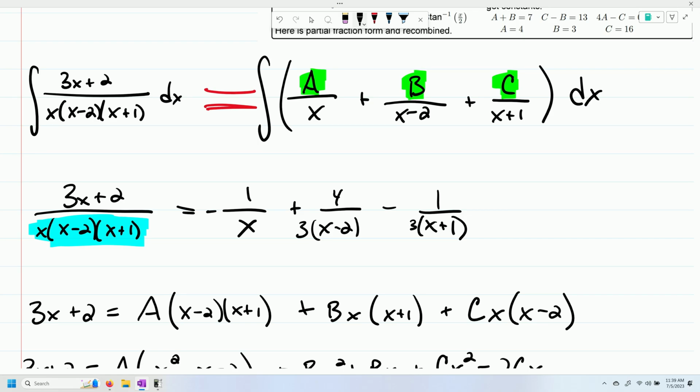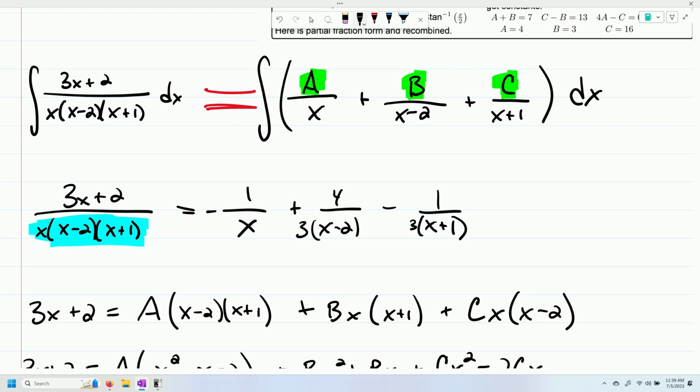So, what are the three fractions that you added together to get 3x plus 2 over x times x minus 2 times the quantity x plus 1? Those three fractions were -1 over x plus 4/3 times the quantity x minus 2 minus 1/3 times the quantity x plus 1. And congratulations, this is your first partial fraction decomposition. You are taking the result of adding fractions together and decomposing it into its component parts. That's what this whole thing is all about.